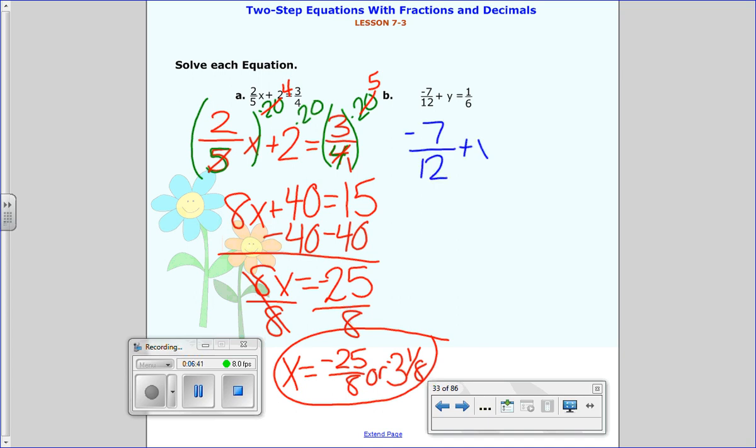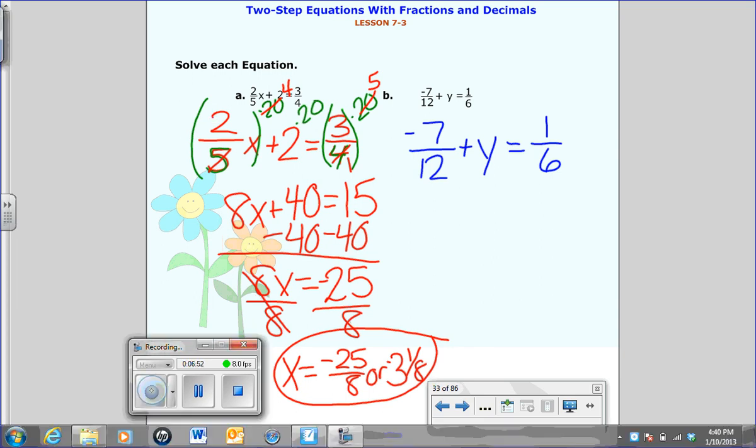So I have negative 7/12 plus y is the same as 1/6. So again, take a look at your denominators, find a common denominator, and go from there. So go ahead and solve this now. All right, let's check this one, shall we?